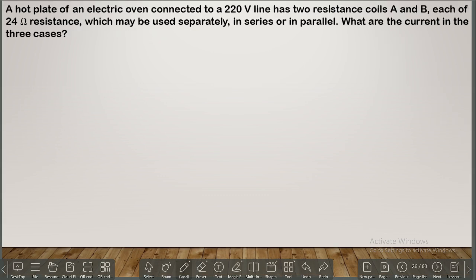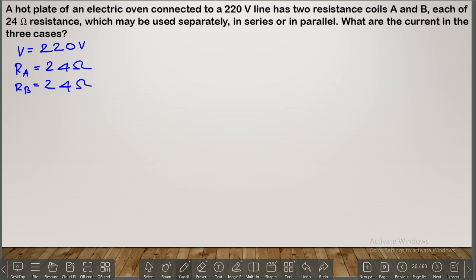Next, read the next question. A hot plate of an electric oven is connected to a 220 volt line. That means the potential difference V is equal to 220 volt. It has two resistance coils, one is RA and another one is RB. Two coils are there, and the resistance of each coil is 24 ohm.